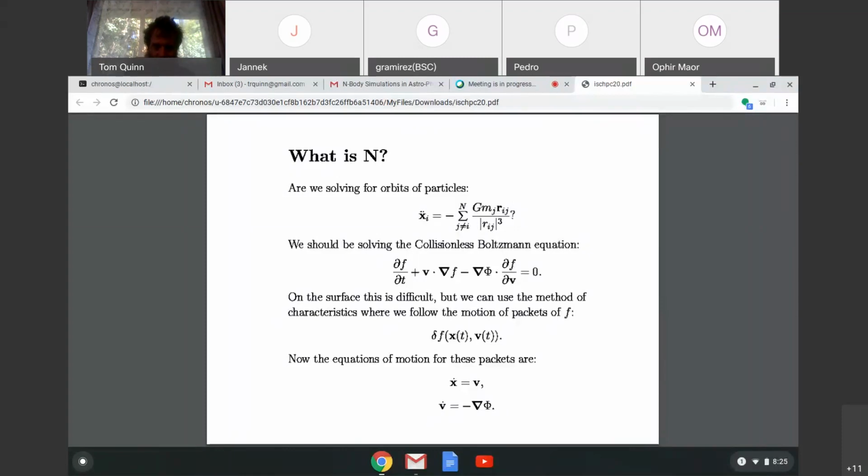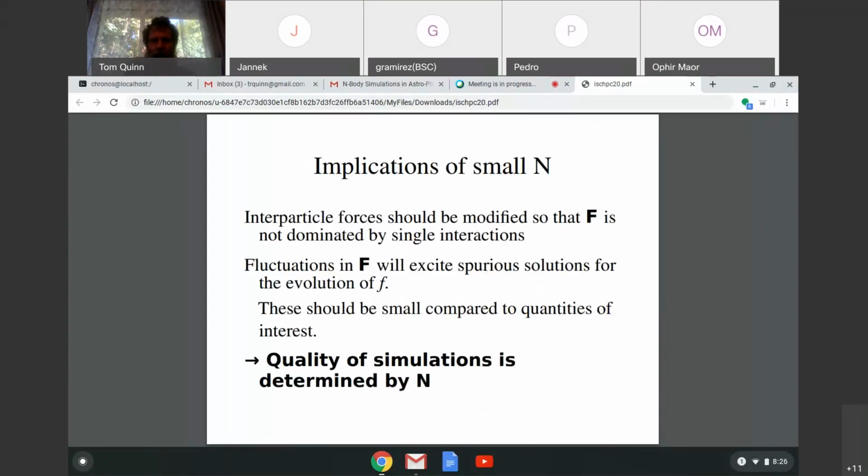So we're actually using that top equation, but underneath, we're trying to solve this collisionless Boltzmann equation. But that still means that you've got to think about a few things. In particular, we're assuming that we have these packets of F. Capital F here is the force. So the forces between two packets should not be dominated by the single packet interaction. It should be the global potential.